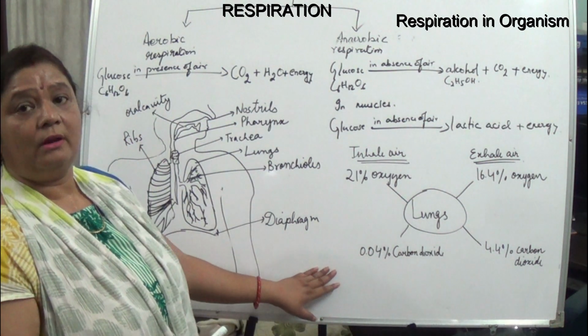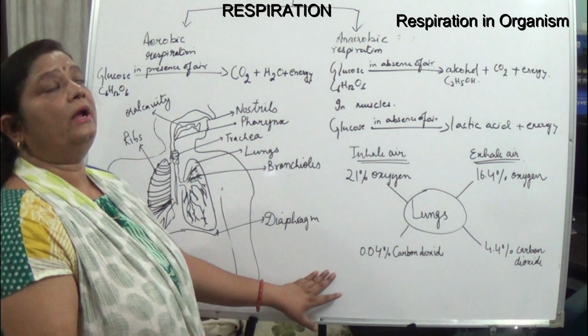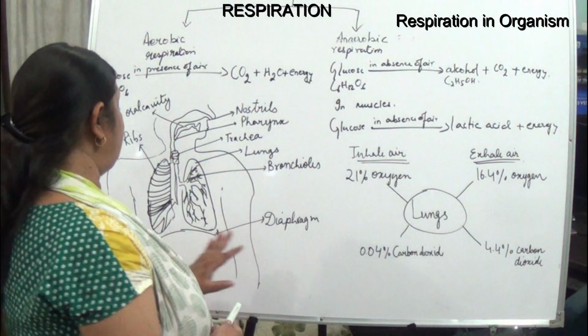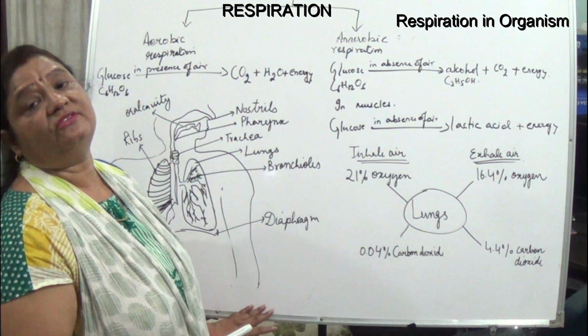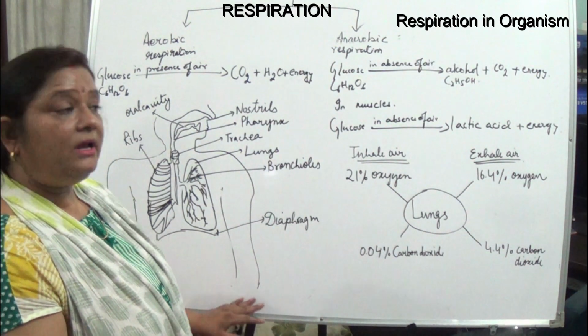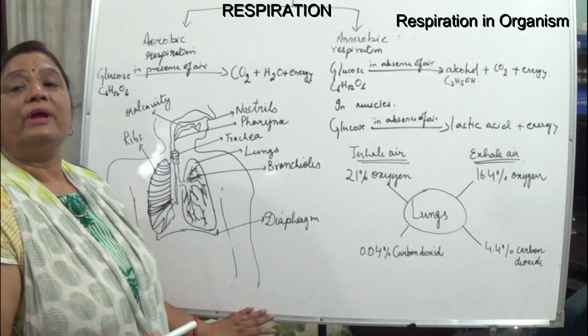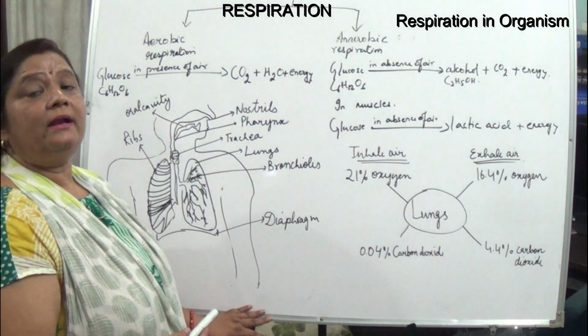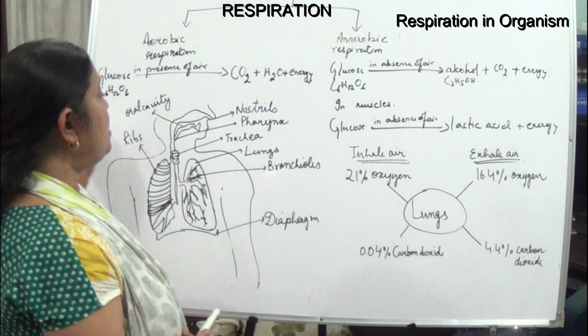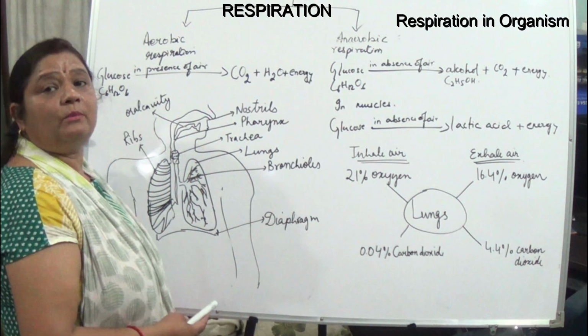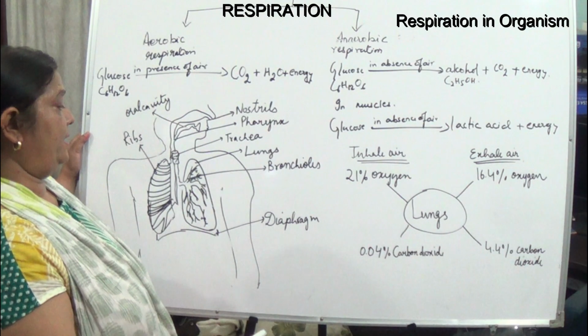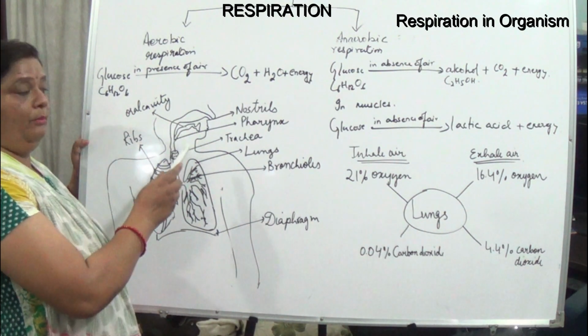In the case of children of 12 and below, the breathing rate is 25 times per minute. But in the case of adults, it is 12 to 20 times per minute. Now, how do we respire? The mechanism of respiration I am going to explain right now. You can see the figure on the board.